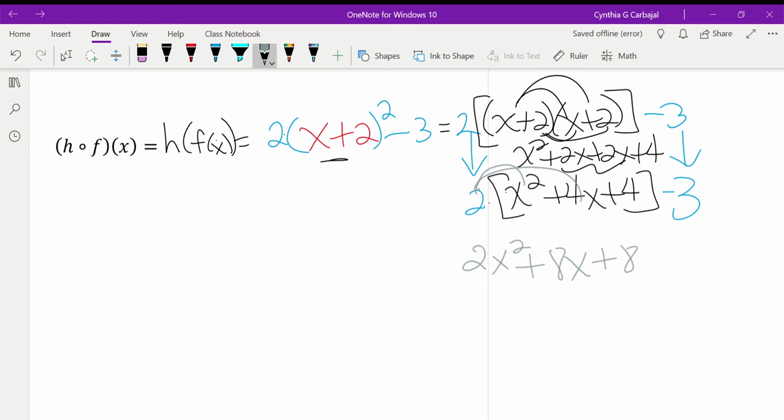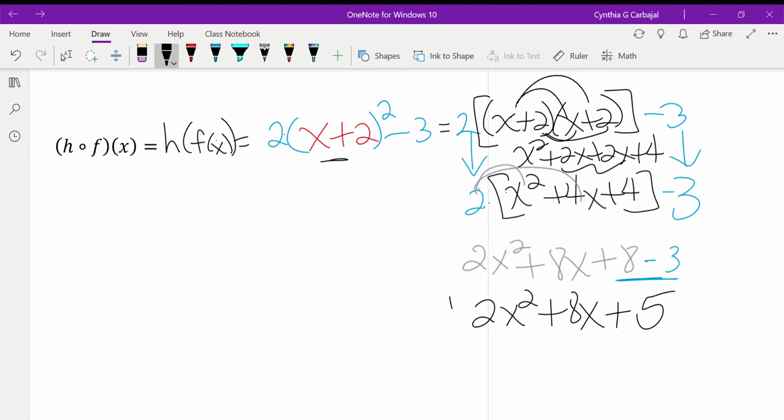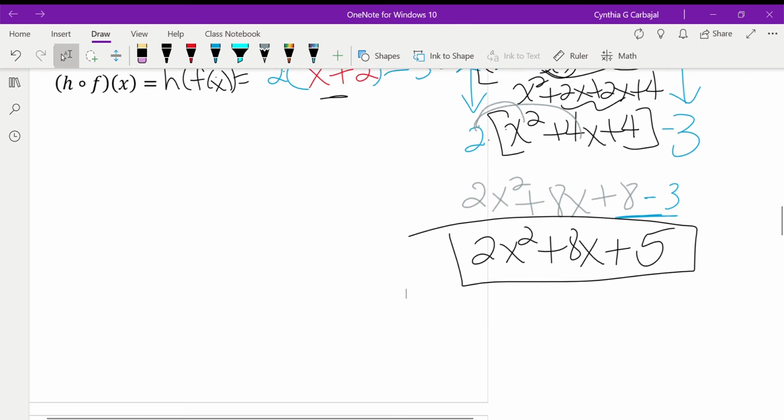Now that I've distributed, I actually don't need the parentheses anymore or brackets. So I'm just not going to write those anymore. And I'm going to bring down that minus 3. Well, when I bring down that minus 3, I see that these two are like terms, just regular numbers, and they'll combine. And this is my answer. 2x squared plus 8x plus 5. Okay. So that was a lot of steps. Some will take a lot of work and some will not. Some will just set up and take off parentheses. Some you'll have to FOIL, distribute, and so on.